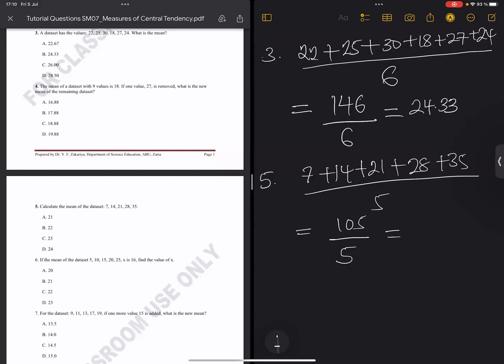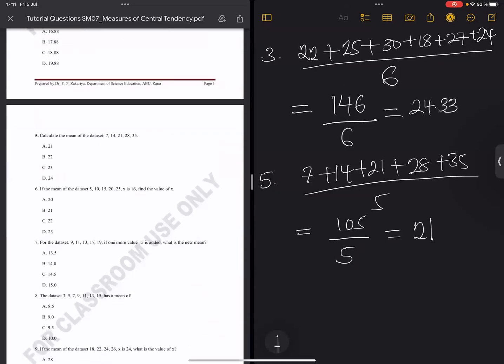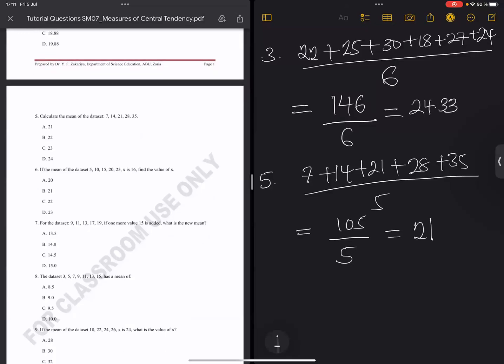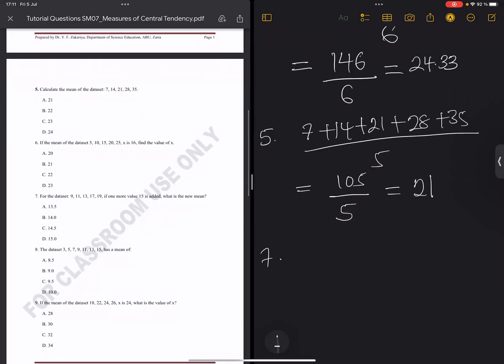And 105 divided by 5 will give you 21. All right, I think we also got the answer. The correct option there is option A. These are easy questions. Perhaps I've chosen the easy ones, so by the time we come back to the even numbers, we take the odd ones maybe. So we go to the next problem, which is problem number 7 now.